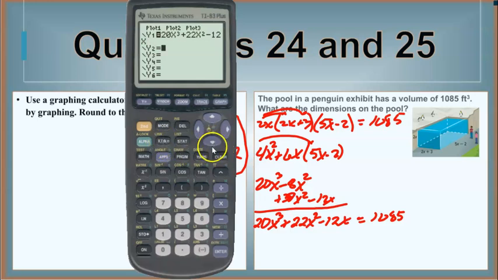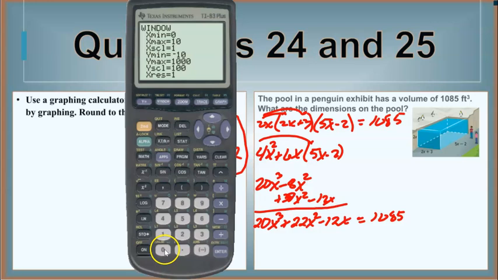And then the other one, it's going to be 1085. Now I'm going to change my window setting. I know we're only going to be using positive numbers because we're dealing with dimensions of length. So this will be 0. I don't know what my x maximum is going to be, so I'm going to just make that conservative. Let's just say 10, and then count by ones.